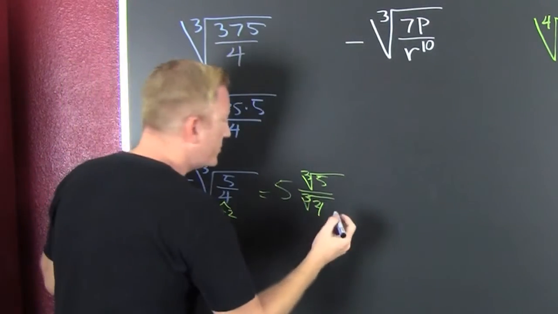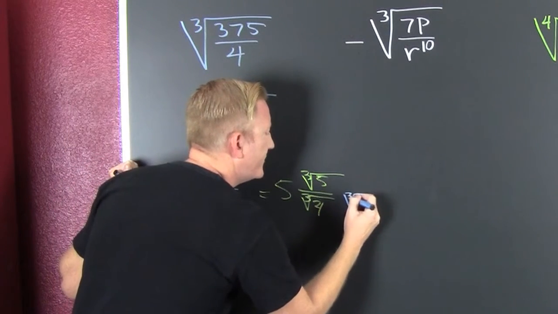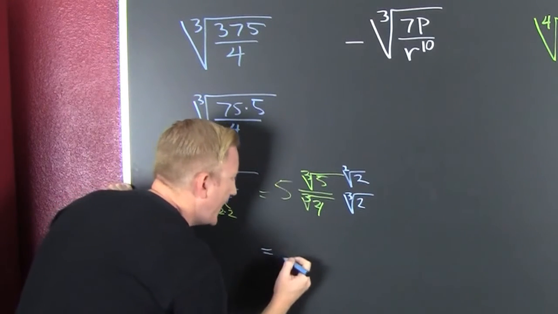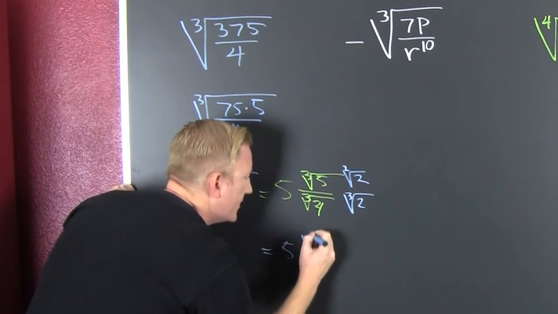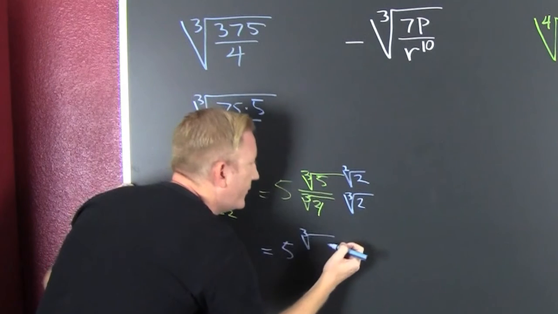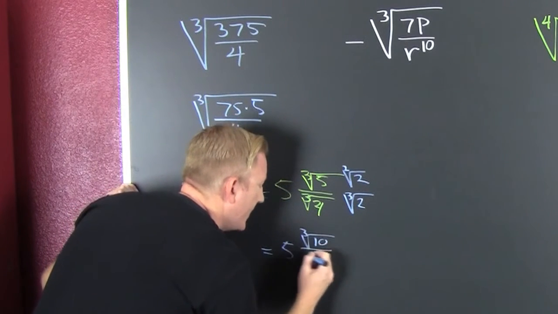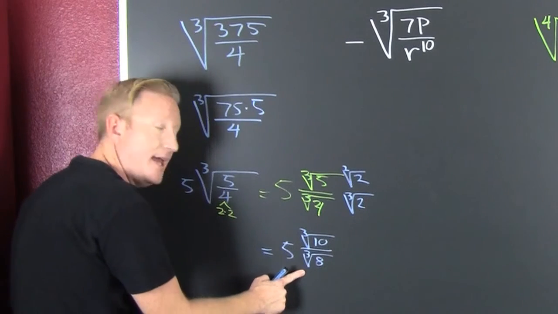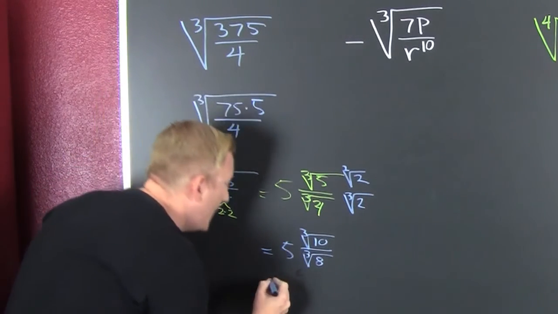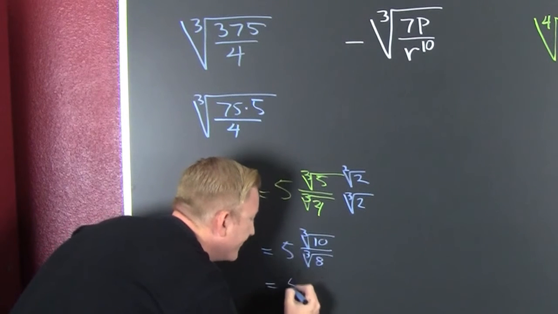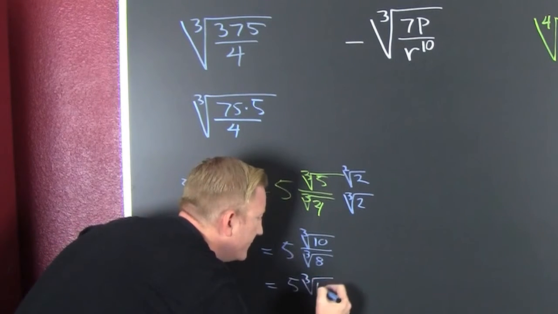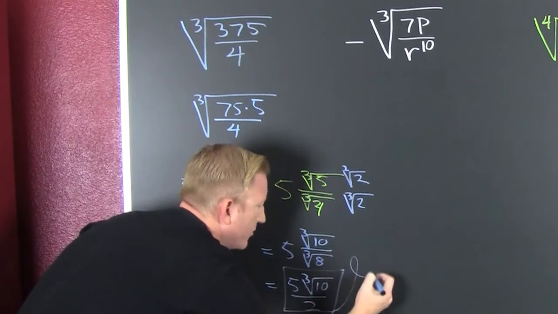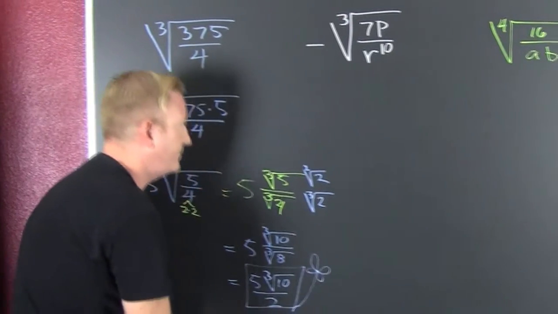So then I need to multiply this by an additional third root of 2. And you ask, why do you do that? Because then I'm going to have 5 times the third root of, wait for it, 10, divided by the third root of 8. 8 does have that third root, and that's what I'm trying to get at. 5 times the third root of 10 divided by 2. And we no longer have a radical denominator.